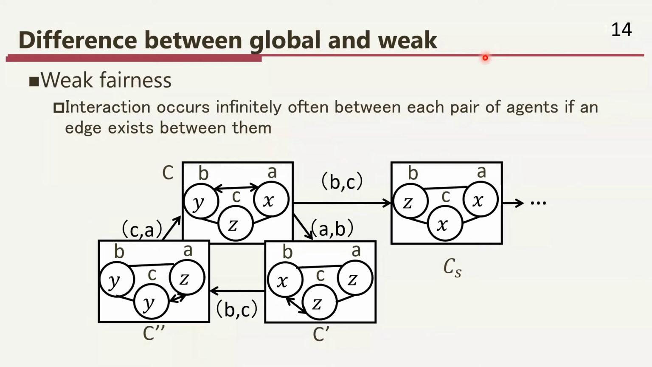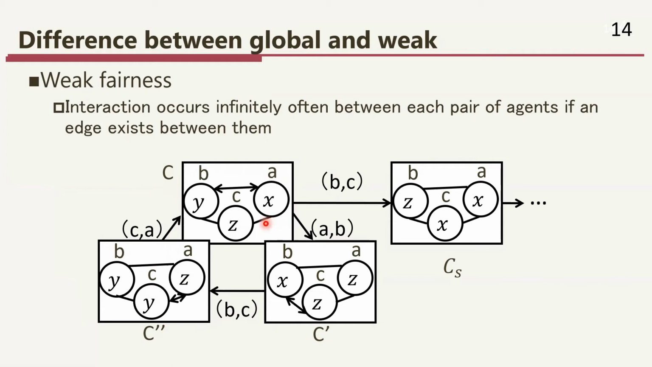From now, I explain the difference between global fairness and weak fairness. Please look at this figure. If A and B interact at configuration C, the configuration transitions to C prime. If B and C interact at C prime, the configuration transitions to C double prime. And if C and A interact at C double prime, the configuration transitions to C again.